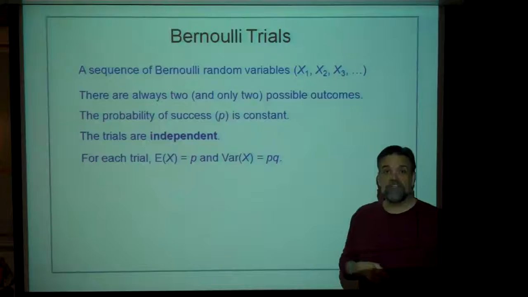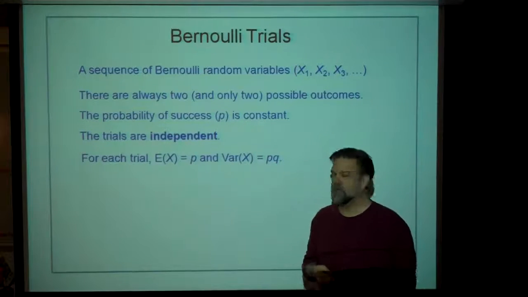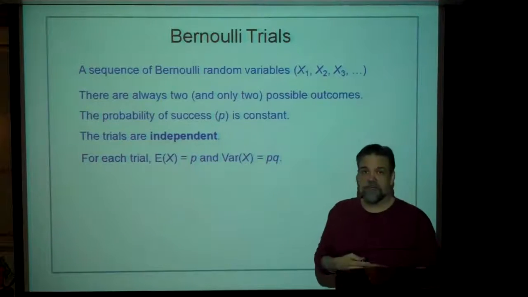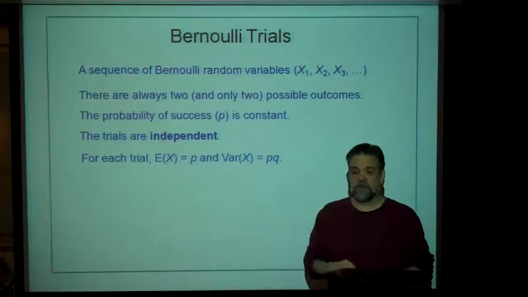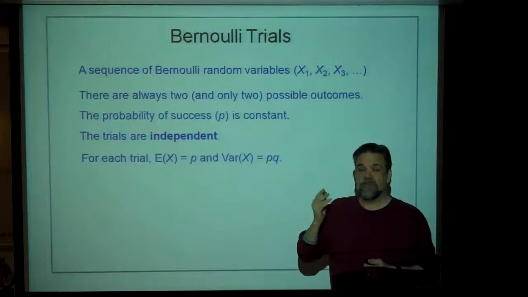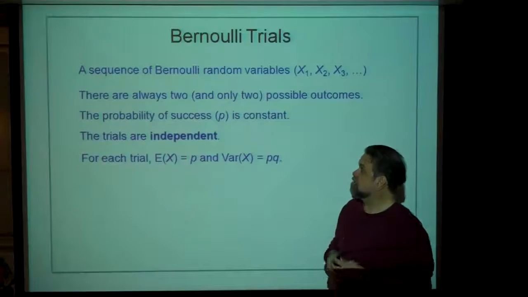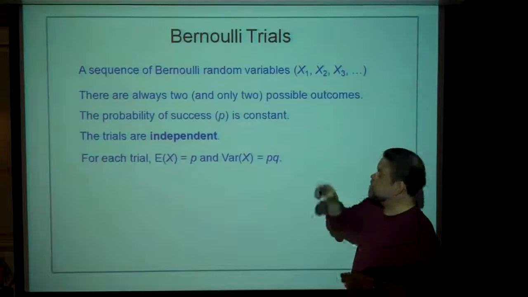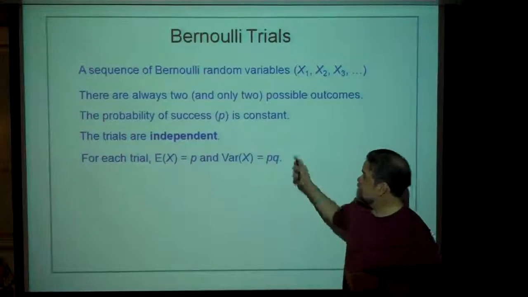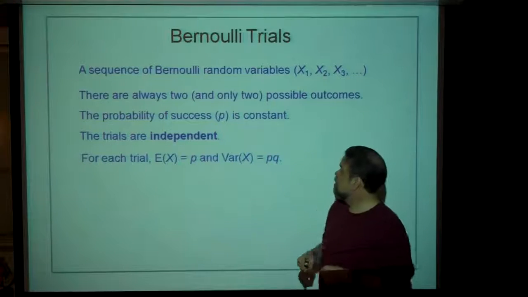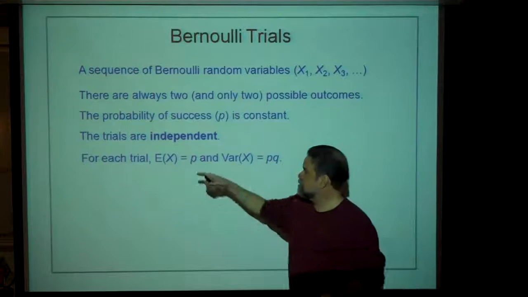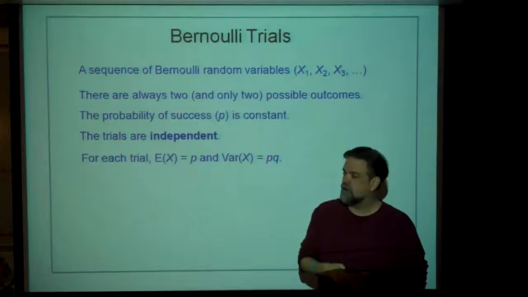So, Bernoulli trials, speaking of lots and lots of Bernoulli random variables, are a sequence of Bernoulli random variables. So this time, I'm flipping a coin, and then flipping a coin, and then flipping a coin, and then flipping a coin. Each flip needs to be independent of all the others. There are always just two possible outcomes, success or failure. The probability of success has to be constant. And since the probability of success is always constant, that would lead you to believe that these trials are going to be independent, and yes, they are.